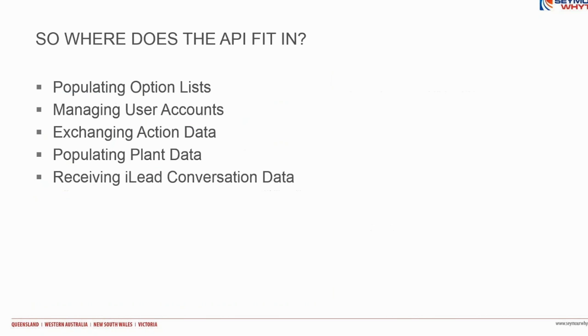So where does the API fit with all of this? Similar to the last guys, we started with populating option lists and doing things like segmenting option lists by project, managing user accounts as well. So when a new user is created in our safety database, we create the user in iForm. We generate a password and set that, and our system emails that to the user. So they've got a fairly seamless first authentication experience.